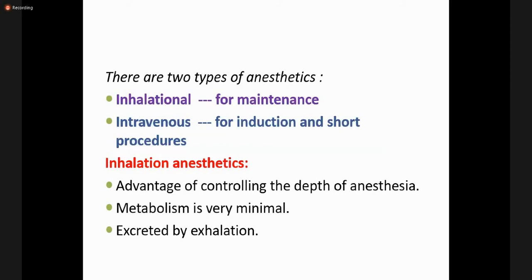Generally, when we say balanced anesthesia, that means no single agent is available up till now to produce balanced anesthesia. For achieving balanced anesthesia, we use both inhalational and intravenous anesthetic agents, so we use a combination. For the induction of anesthesia, we use an intravenous anesthetic agent. When there is a need to maintain the anesthesia during the procedure, we can use an inhalational anesthetic agent.